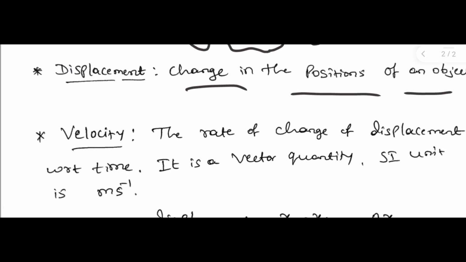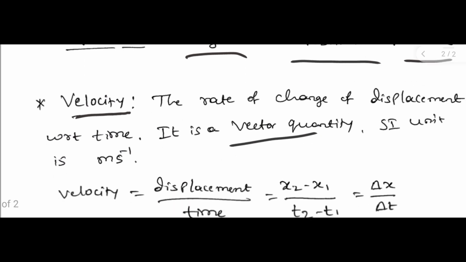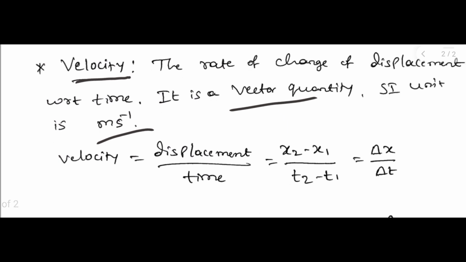velocity. When a body is moving from one place to another place, we can easily calculate the velocity. Velocity means the rate of change of displacement with respect to time. It is a vector quantity and the SI unit is meter per second. Here, taking the formula, velocity is displacement by time.